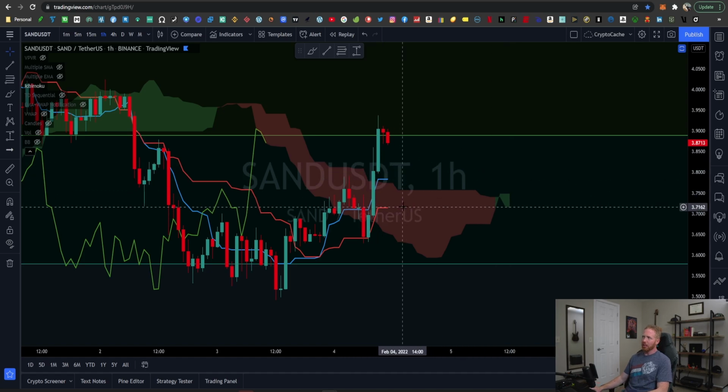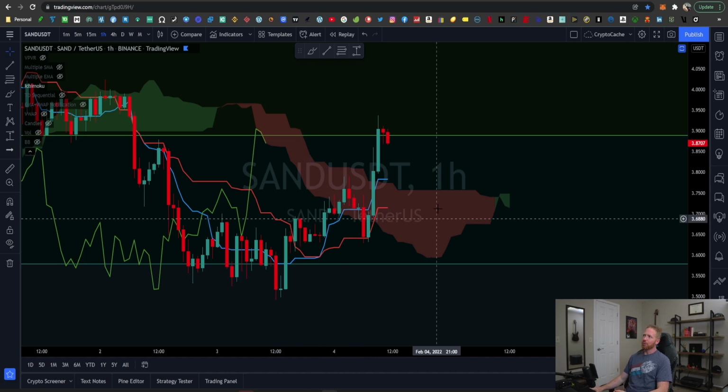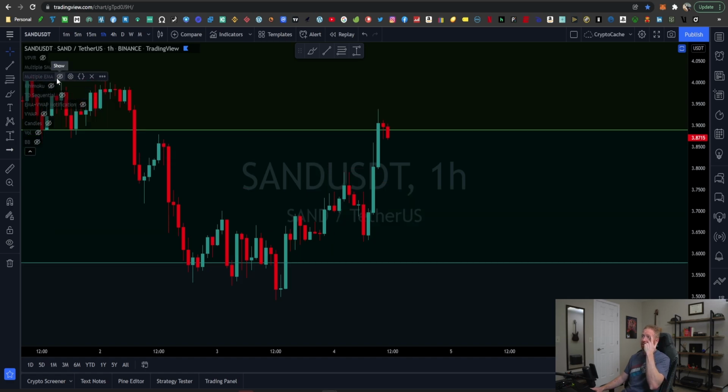Until the conversion line intersects the baseline or the lagging span intersects the price action, we can literally leave this open and probably be pretty safe. Because again, Ichimoku Cloud is a fairly safe indicator. It tells you a lot. So essentially, until one of these 3 things happens, we can leave our long position open. So that's a really good sign here. So Sandbox is looking good there.